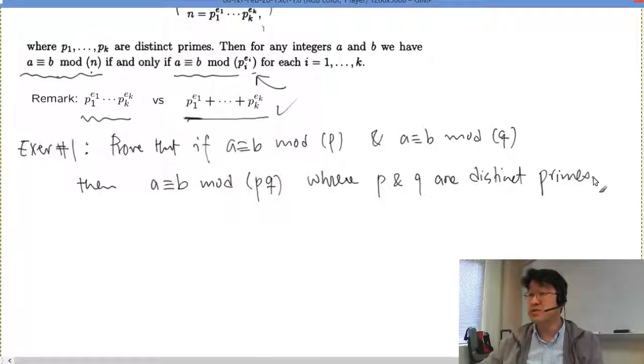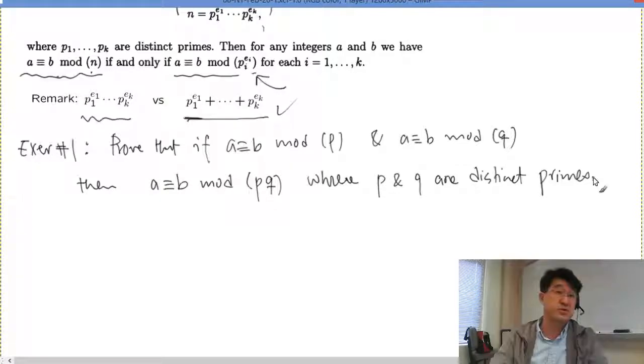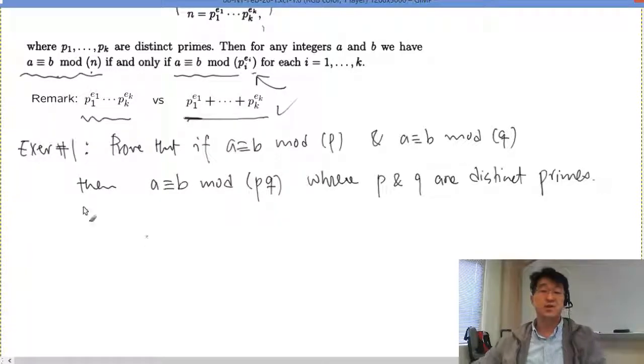You are welcome to use the fundamental theorem of arithmetic. You don't have to go back to Bezout's identity, but if that's more convenient, you can use that. Sometimes Bezout's identity is more convenient. So you're asked to prove this. Proof. All right, make sense? The other direction is relatively easier. I will leave that as homework.